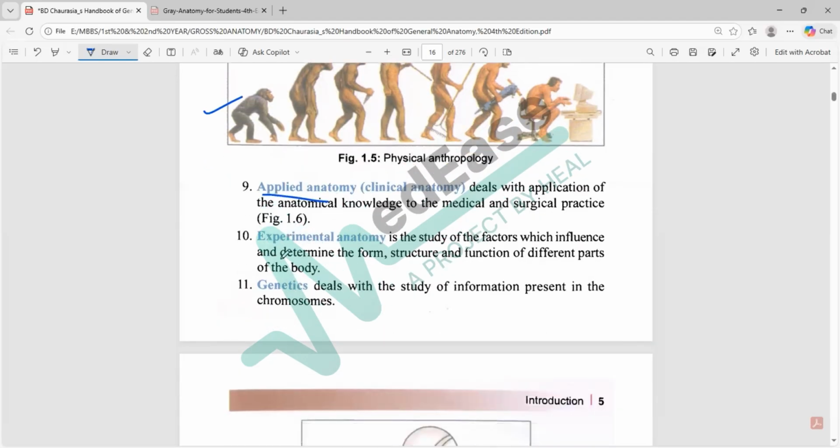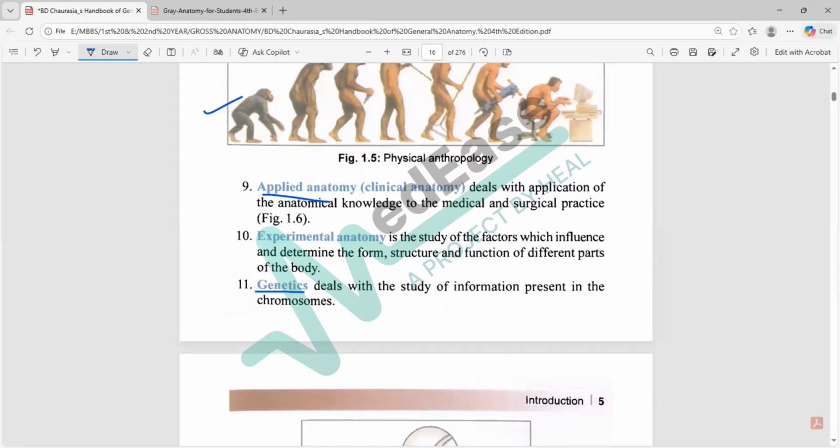Then we have experimental anatomy, which is the study of the factors involved in the formation or structure of functions of the different parts of the body, like what is the function of the biceps, the triceps. Then we have genetics, which mainly deals with the study of chromosomes. Okay, guys, this was all about the basic anatomy, where we classified it as the term.